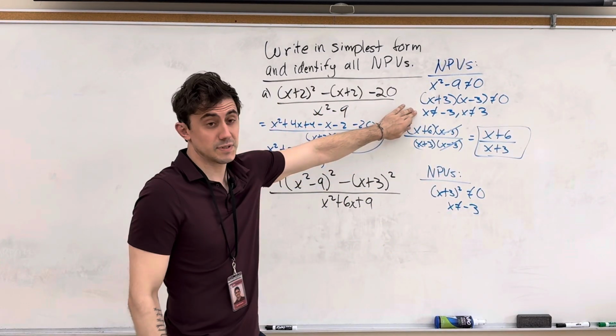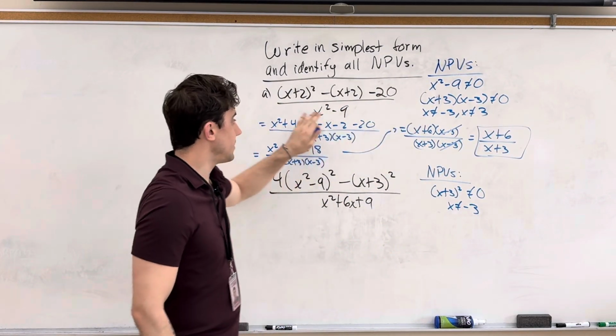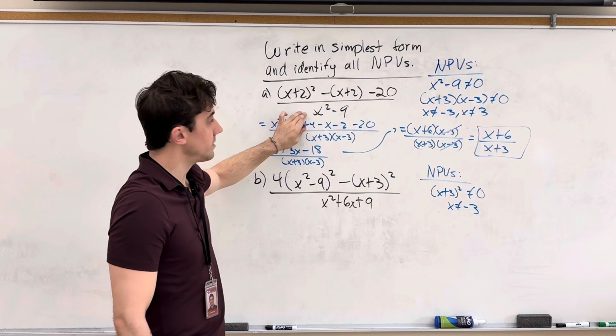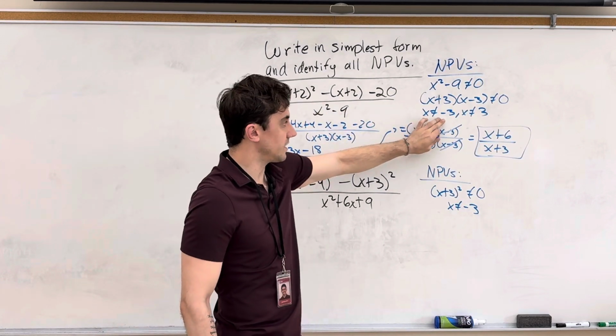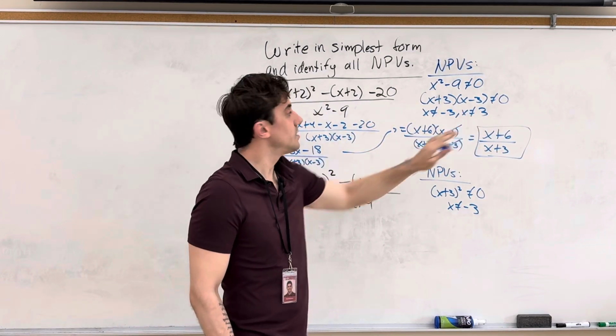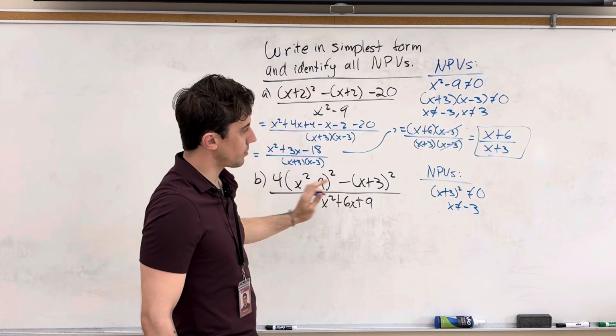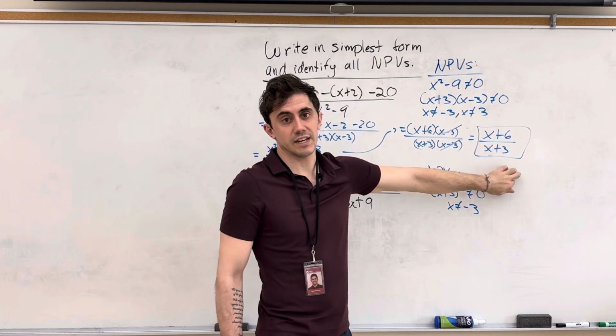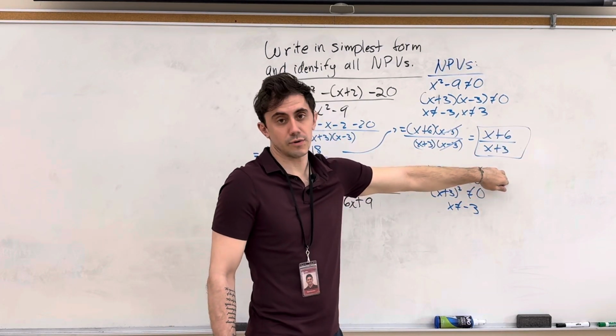Again, the non-permissible values need to be taken from the original expression, right? And so we still can't have x be negative 3, nor can it be equal to positive 3. But if we manipulate this algebraically, we can simplify our expression down to this more convenient form, okay?